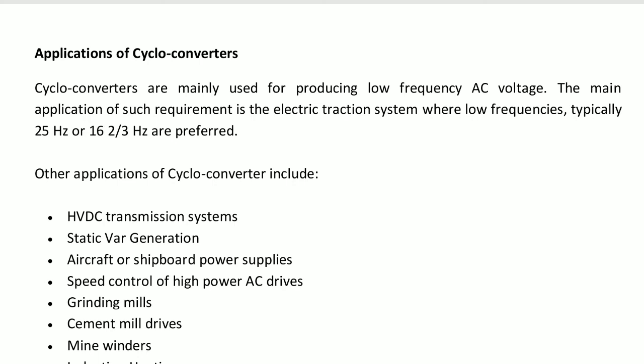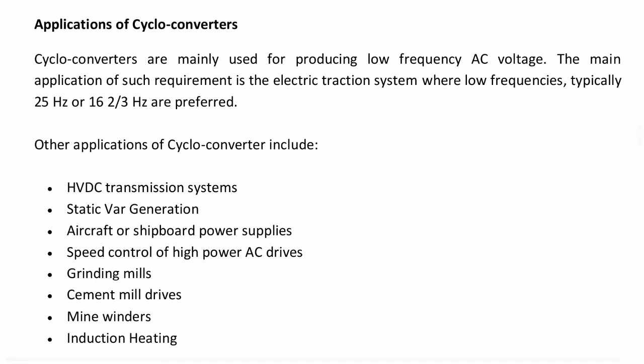So the common applications of cycloconverters include: HVDC transmission systems, that means high voltage DC transmission systems, static VAR generation, aircraft or shipboard power supplies, speed control of high power AC drives, grinding mills, cement mill drives, mine winders, and induction heating. These are the most widely used and common applications. In these applications, either a step down cycloconverter or a step up cycloconverter can be used.